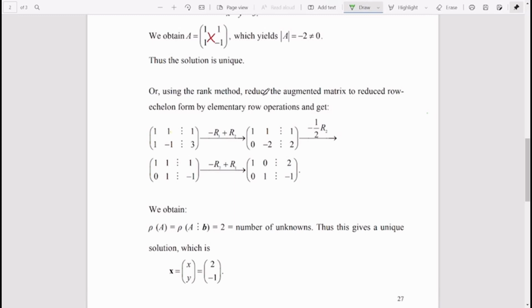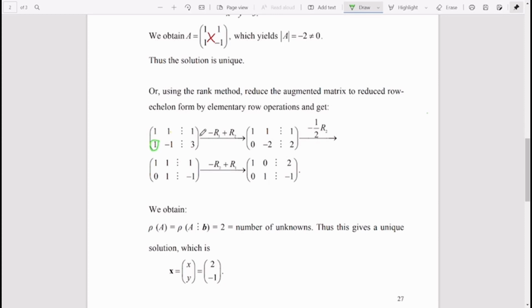The next method is the rank method. We reduce the augmented matrix to reduced row echelon form by elementary row operations. We write the augmented matrix, which is 1, 1, 1, and 1, negative 1, and 3. The first step is that this position must be 0 to make it reduced row echelon form, so we do an operation on row 2, which is negative R1 plus R2.